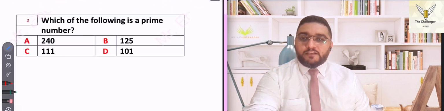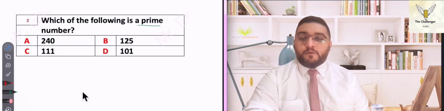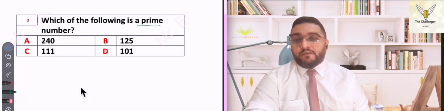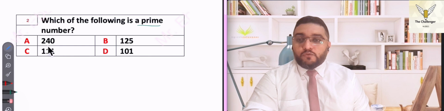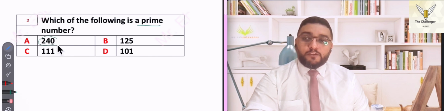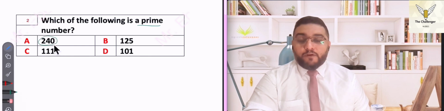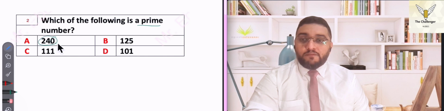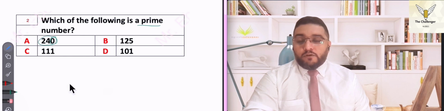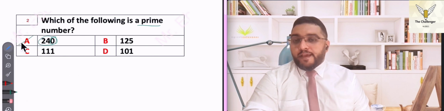Which of the following is a prime number? You know that the prime number, the number which has only two factors, one on itself. So if we check A, 240, this number is divisible by 2, and also it's divisible by 5 and by 10 because it ends with an even number. So it's divisible by 2 and it ends with a 0, so it's divisible by 5 also. So the answer is not A.